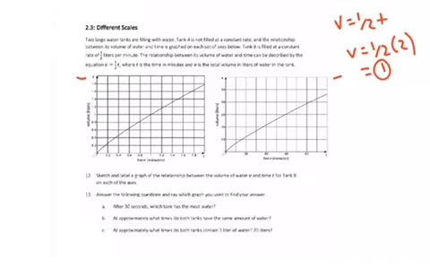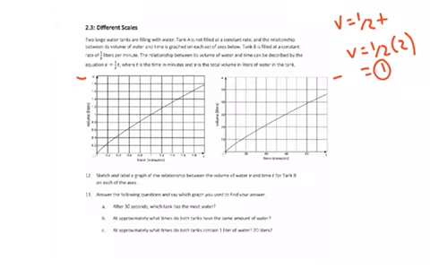All right, let's look at what they're asking in number 12. Sketch and label a graph of the relationship between the volume of water V and time T for tank B on each of the axes. So we need to get a couple points for tank B, and we have to add it right onto the graphs that we've been given.